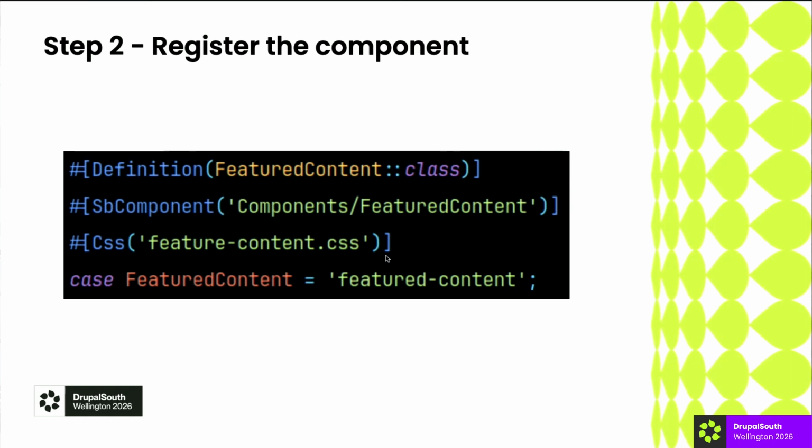In this case, it's telling Pinto that this component depends on the featured content CSS, and Pinto is going to automatically create a library for you with that CSS file. If you also give it JavaScript files and things like that, it's going to set up a library for you. And then when you render the component, it's going to attach them automatically as well.